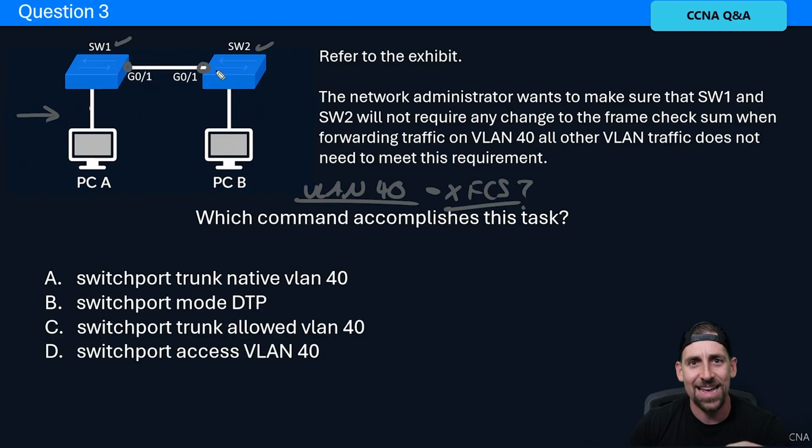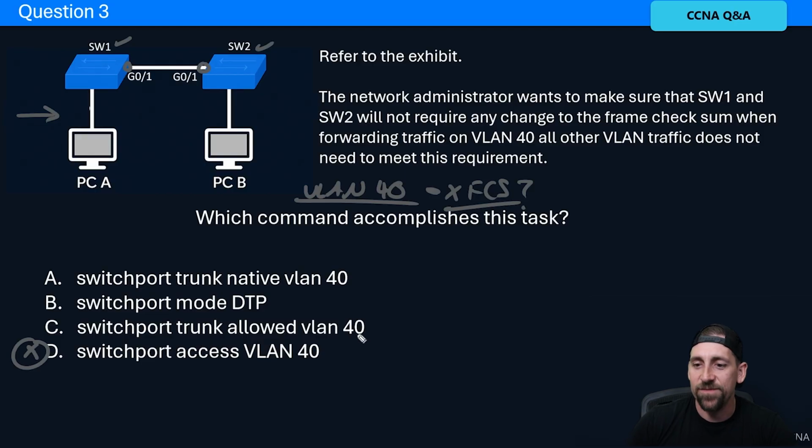If you were to have a boss say this to you, and say, hey, the other VLAN traffic doesn't need to meet that requirement for whatever reason, the boss isn't saying no more VLAN traffic should be forwarded here. What he's saying is the rest of the VLAN traffic is good to go. And so I would actually argue that the switchport access VLAN 40 is no good here. This is not going to meet the requirements that are described and referred to in the exhibit.